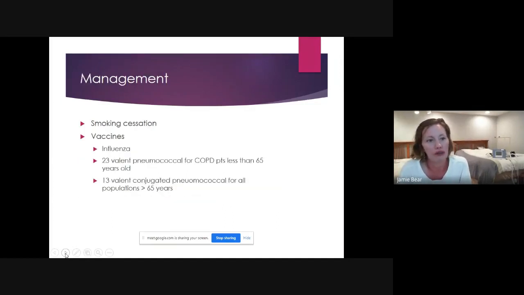So management, of course, the first thing is smoking cessation, and there's a lot of evidence on that, but that's first. And then vaccines. So the influenza vaccine annually, and then there's two different types of pneumococcal. The 23-valent pneumococcal is for COPD patients less than 65 years old that have severe disease. And then the other one, called the 13-valent pneumococcal, sometimes just called 23V or 13V, is a pneumococcal vaccine for all populations greater than 65 years old.